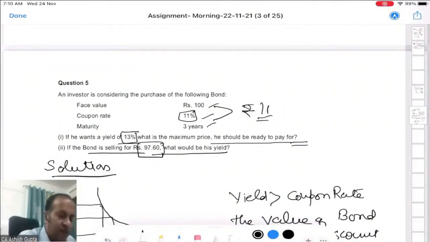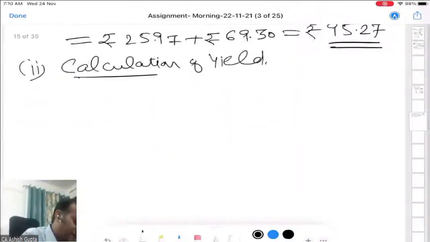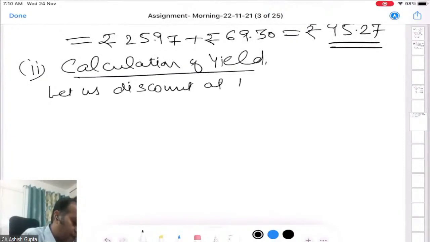So please remember, when we have to calculate some rate, you just take some rate nearby your coupon rate. Don't take one too far off. Now let us say we discount it at the rate of 12%. So at 12%, our value will be rupees 11. If I want to follow the NPV-like method, I will show you.